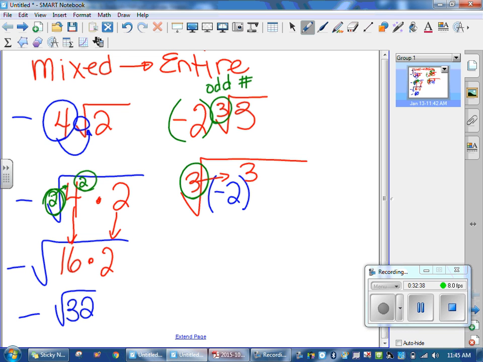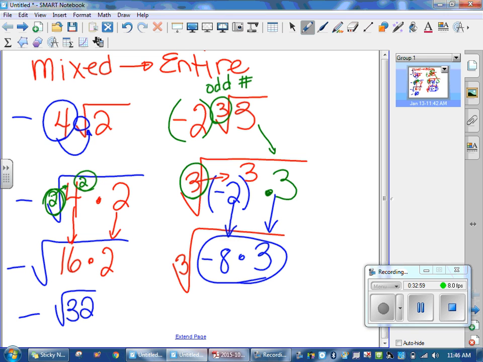So continuing on, finishing this question, I have my cube root. I'm going to solve my negative 2 cubed. That's going to give me a negative 8. I bring my positive 3 down. I multiply those now, and that's going to give me cube root of negative 24. And remember, yes, the negative sign can be underneath because you have an odd number index.